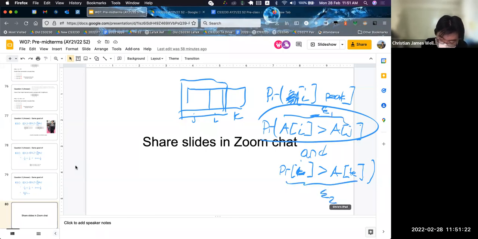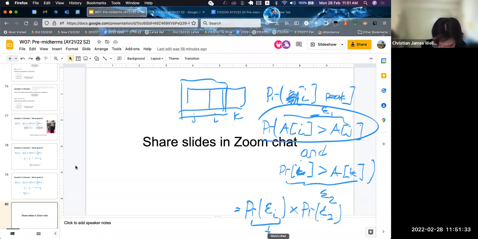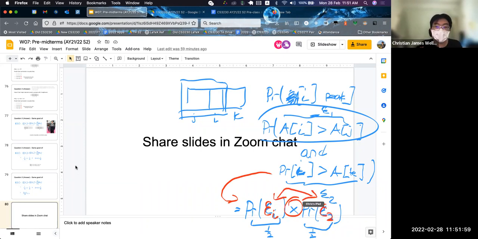So you say that the probability that A_I is a peak is obtained by multiplying the two probabilities together: probability of E1 times probability of E2. And you know that separately this is half and this is half. I think that's how you get a quarter. So the problem with this argument, now that I recall someone tried doing this, is that going from here to here is not a legal separation, because the event that E2 happens is dependent on E1. They are not independent events.